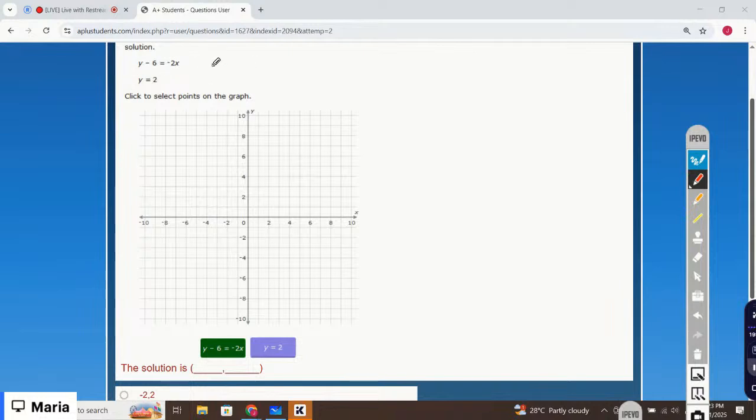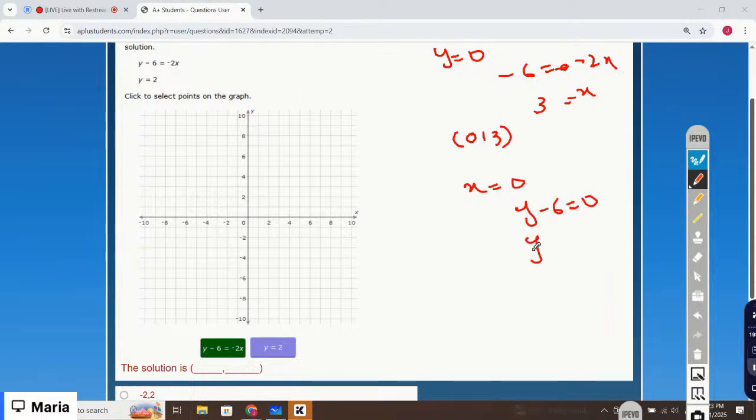X-intercept and y-intercept, right? For the x-intercept, we need to put y equals 0 in equation number 1. Negative 6 equals negative 2x, x equals 3. That means when y is 0, x is 3. Now we need to calculate the y-intercept, putting x equals 0 in the same equation. That is y minus 6 equals 0, y equals 6. So we have x is 0, y is 6.